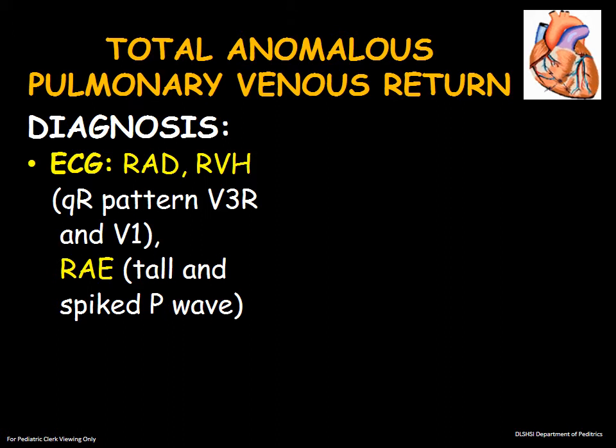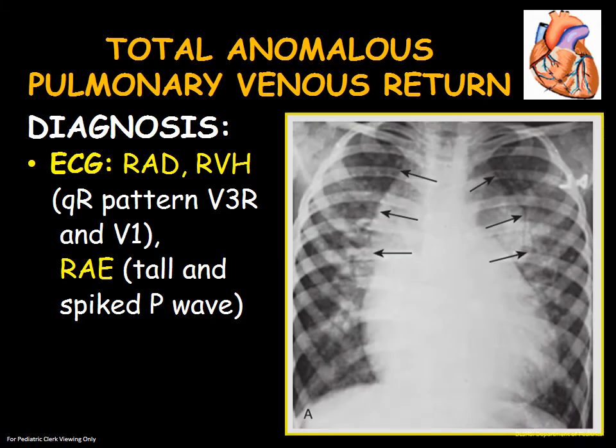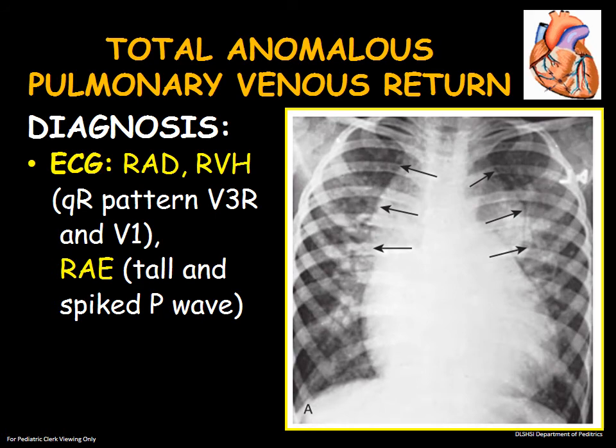Diagnosis by ECG usually reveals right atrial enlargement and right ventricular hypertrophy. This is a picture of your ECG in patients with total anomalous pulmonary venous connection. And your chest X-ray can reveal the snowman sign and increased pulmonary vascularity with right ventricular enlargement.